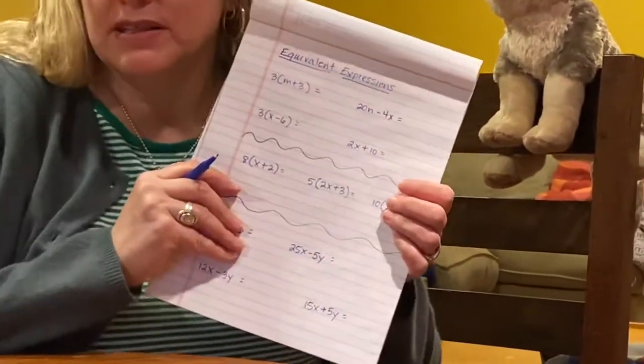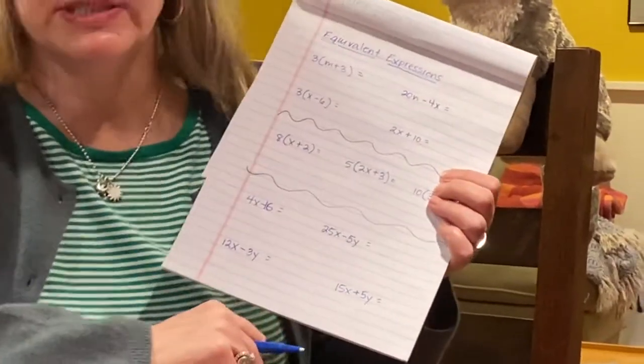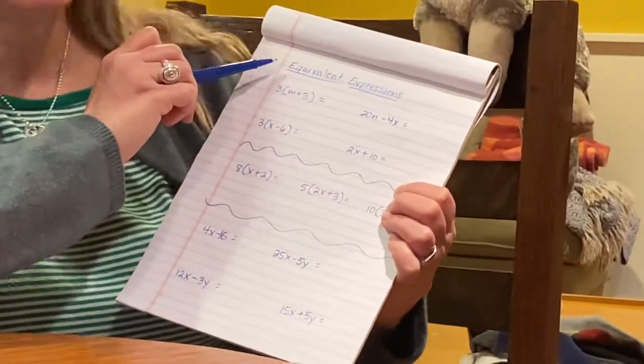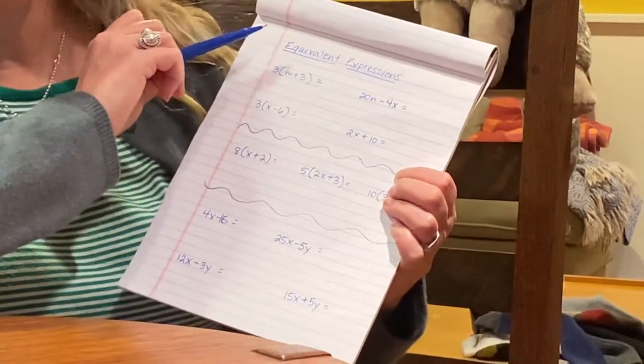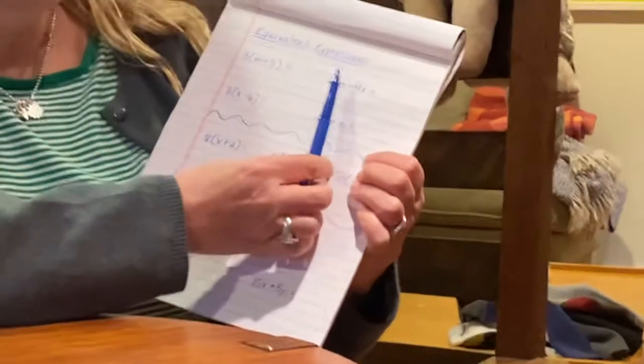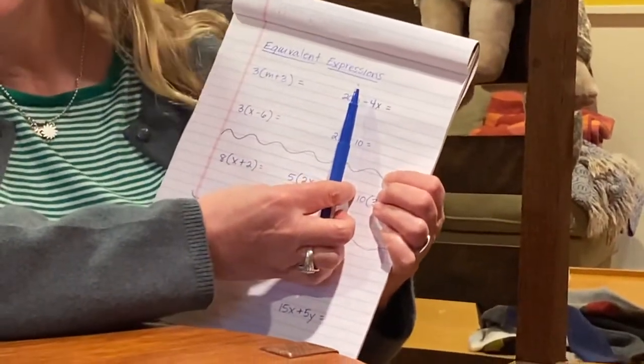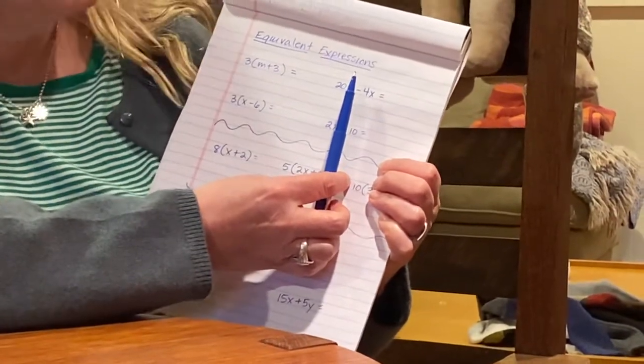This is also a little bit of review, but it's kind of the last thing we were working on before we all had to go home, and that is equivalent expressions. So first of all, let's talk about what an equivalent expression is. Equivalent means equal to or having the same value. Expression is a number sentence without an equal sign.